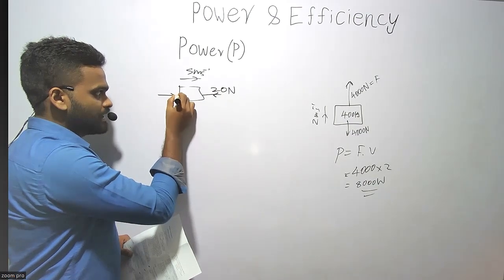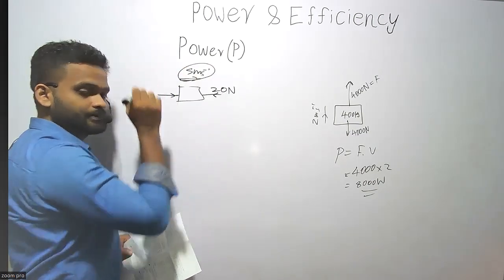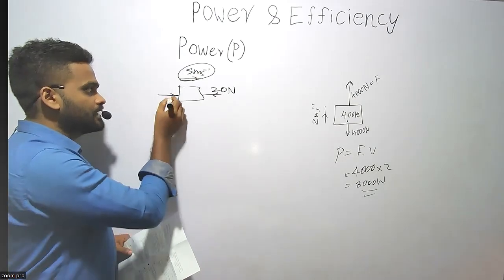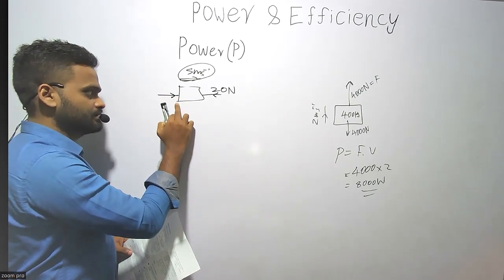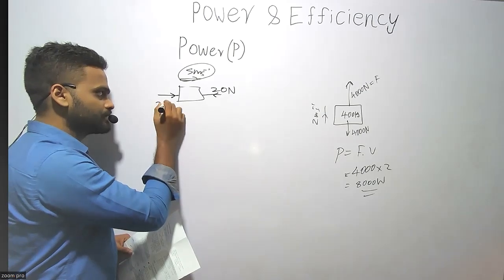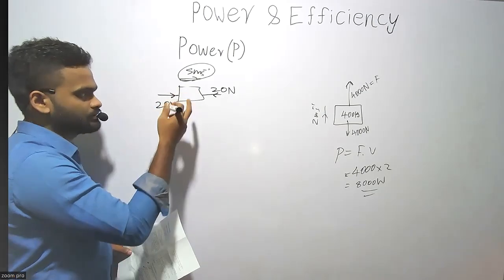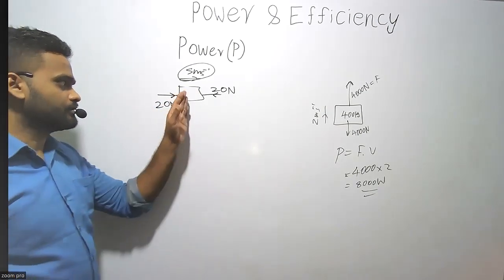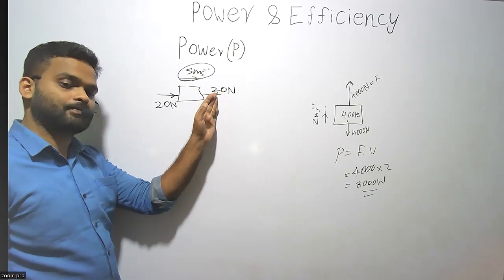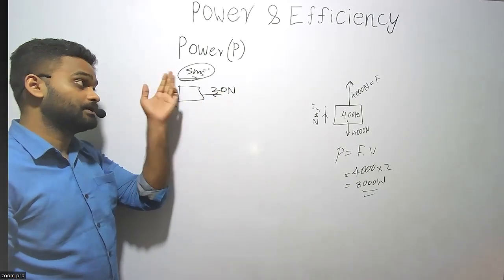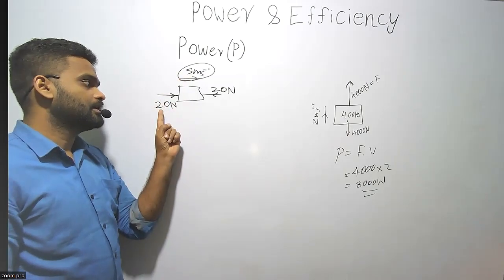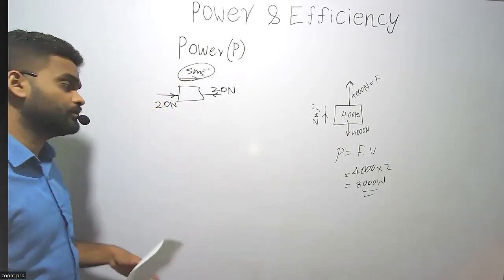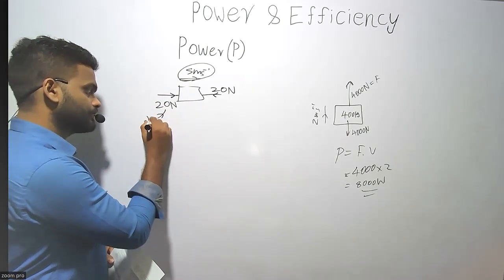In order for the bicycle to move at this constant speed, 5 meters per second, it is obvious that the cyclist also has to provide 20 Newton, in order to cancel this force. Otherwise he won't be moving at this speed. So in order to maintain this speed, he needs a driving force of 20 Newton. So this is the driving force.